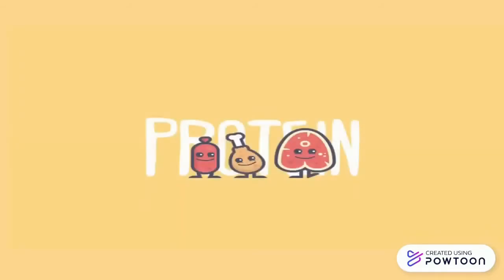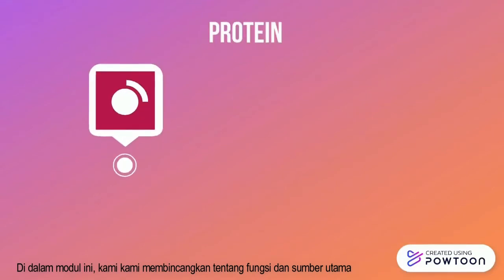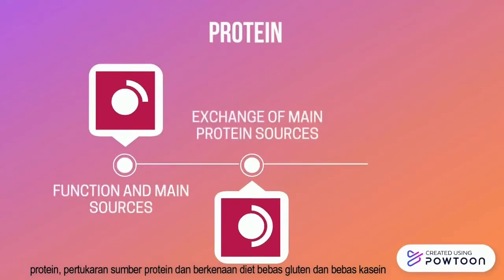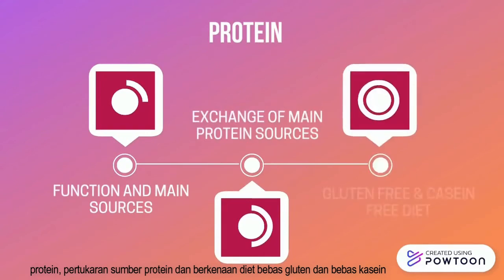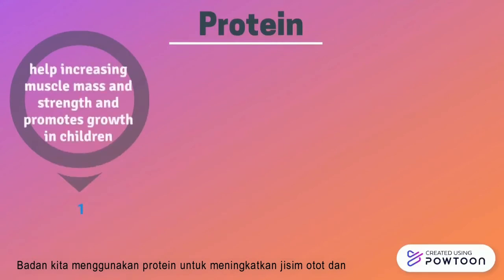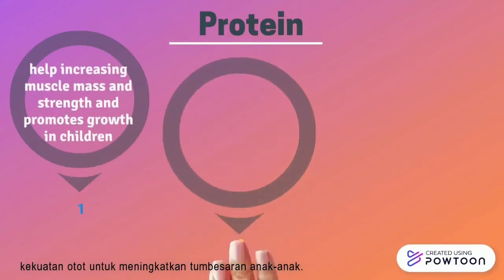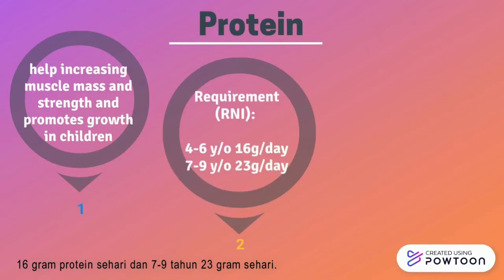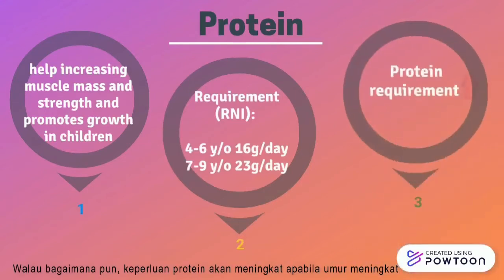Now, let's move to the next part, protein. In the protein part, we will discuss the function and main sources of protein, exchange of main protein sources, and gluten-free and casein-free diet. The body uses protein to help increase muscle mass, and promotes growth in children. According to RNI, children between 4-6 years old require at least 16 grams of protein per day and 7-9 years old 23 grams per day. However, the requirement of protein will increase as the age increases.